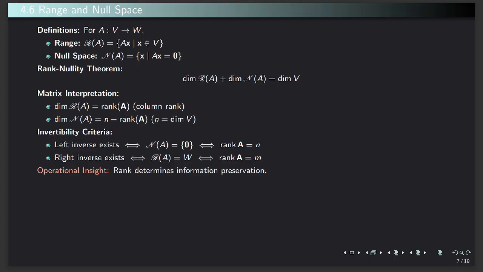But it is a subspace of the codomain W. The null space, or kernel, is the set of all input vectors in the domain V that are mapped to the zero vector, and it is a subspace of V. These two subspaces quantify the operator's effect on the space, and the rank-nullity theorem states a conservation law: the dimension of the range plus the dimension of the null space is equal to the dimension of the domain.